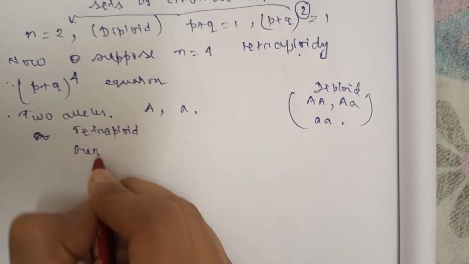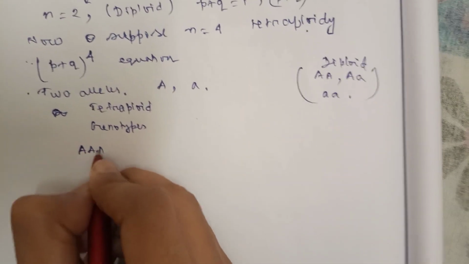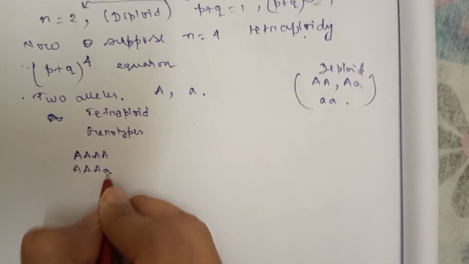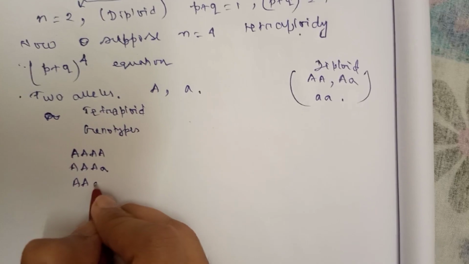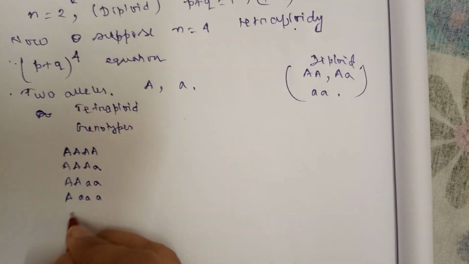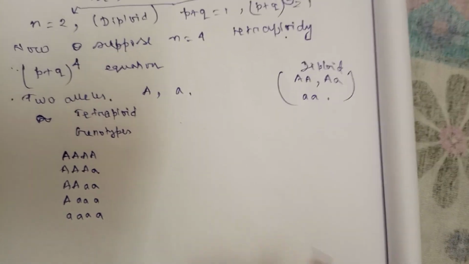So the genotypes will be 4 capital A's, capital A, capital A, capital A, small a, capital A, capital A, small a, small a, or capital A, small a, small a, small a, or all 4 small a. Anything else? No, I think.